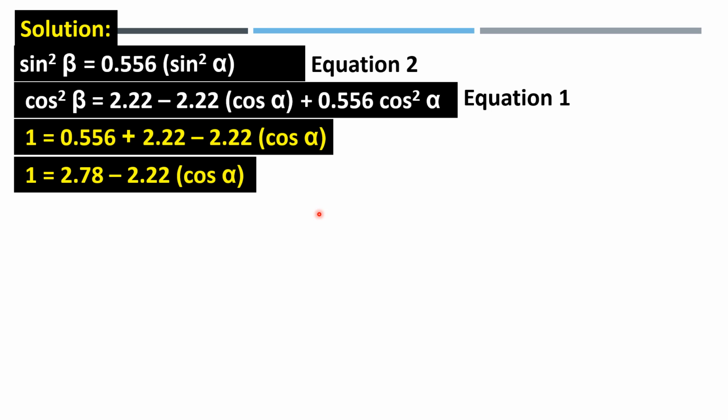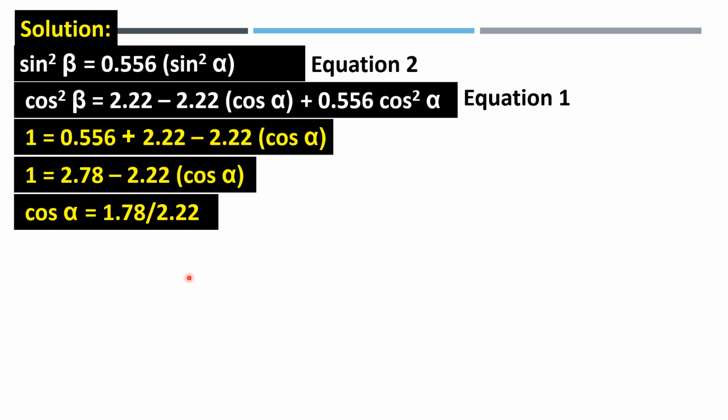So, what we did was just to add this 0.556 plus 2.22 and we get 2.78. Then minus 2.22 cosine alpha, alright? And then, we will isolate 2.22 cosine alpha, by moving this to the left side of the equation and at the same time move 1 here to the right side. And what we will get is something like this.